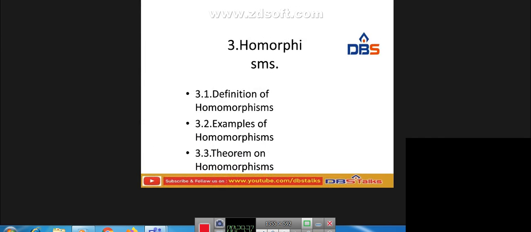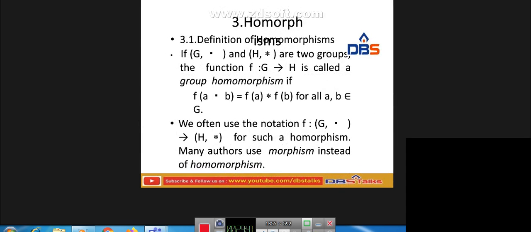Next, homomorphism. Definition of homomorphism: if (G, ·) and (H, *) are two groups, then f: G → H is called a group homomorphism if f(a·b) = f(a) * f(b) for all a, b belongs to G. We often use the notation f: (G, ·) → (H, *) for such a homomorphism.